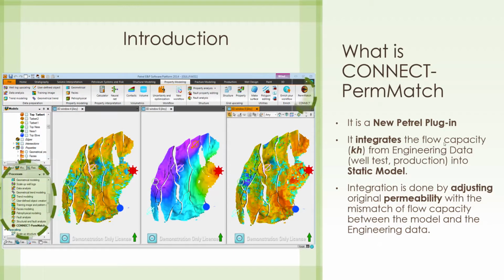CONNECT-PermMatch integrates the flow capacity, kH, from this engineering data into the static model. More specifically, the permeability field. The integration of data is done by adjusting the original permeability with the mismatch of flow capacity between the model and the engineering data.